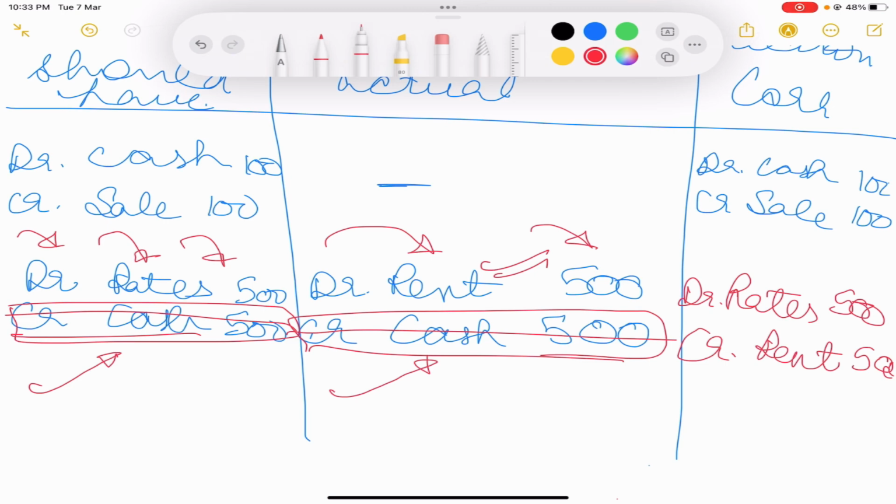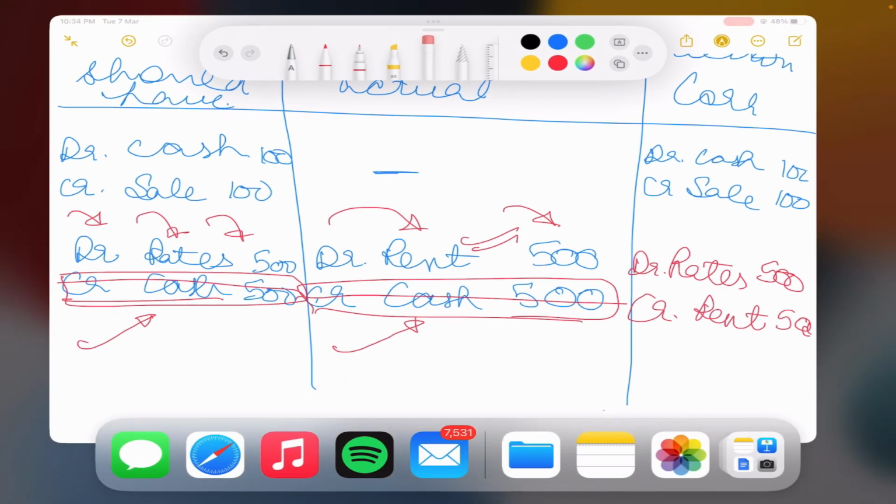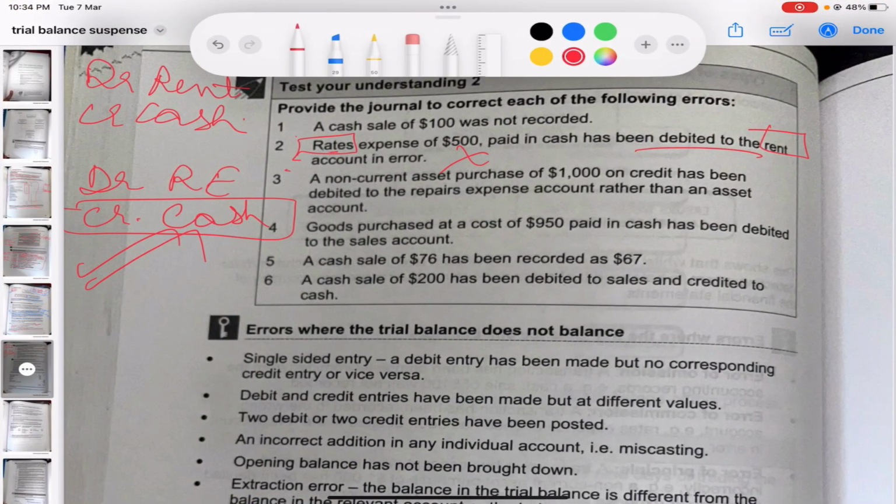Understood? So whatever thing is correct, if you have already done it in a correct manner, then you will not make any changes. You will leave it as it is. And whatever incorrect entry you have done, that you are going to reverse. Because when you reverse an incorrect entry, it gets nullified. And whatever correct entry you have to anyway put, which you haven't so far, that you will put. Okay? That's how you're supposed to do it.